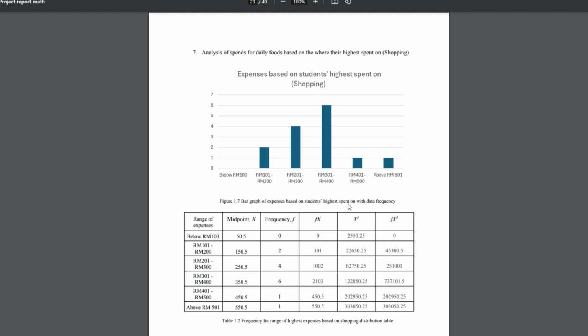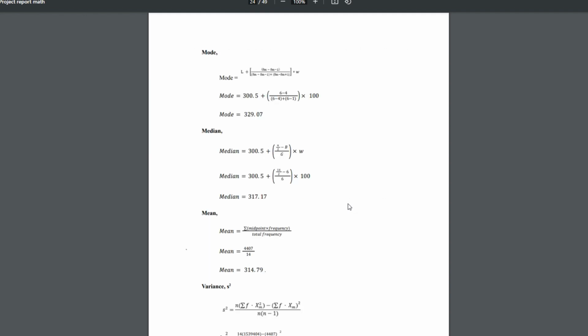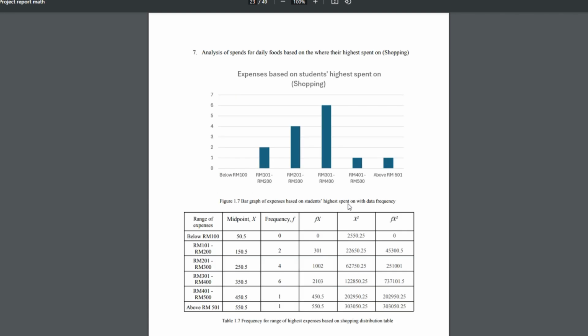So for the 7th, we have analysis for spending expenses based on the students' cycle spent on shopping. So for the calculations, we got an average of the students that spent on shopping is 314 ringgit 79 cents, and the median for the data set is 370 ringgit 17 cents, which falls to the 301 ringgit to 400 ringgit class range.